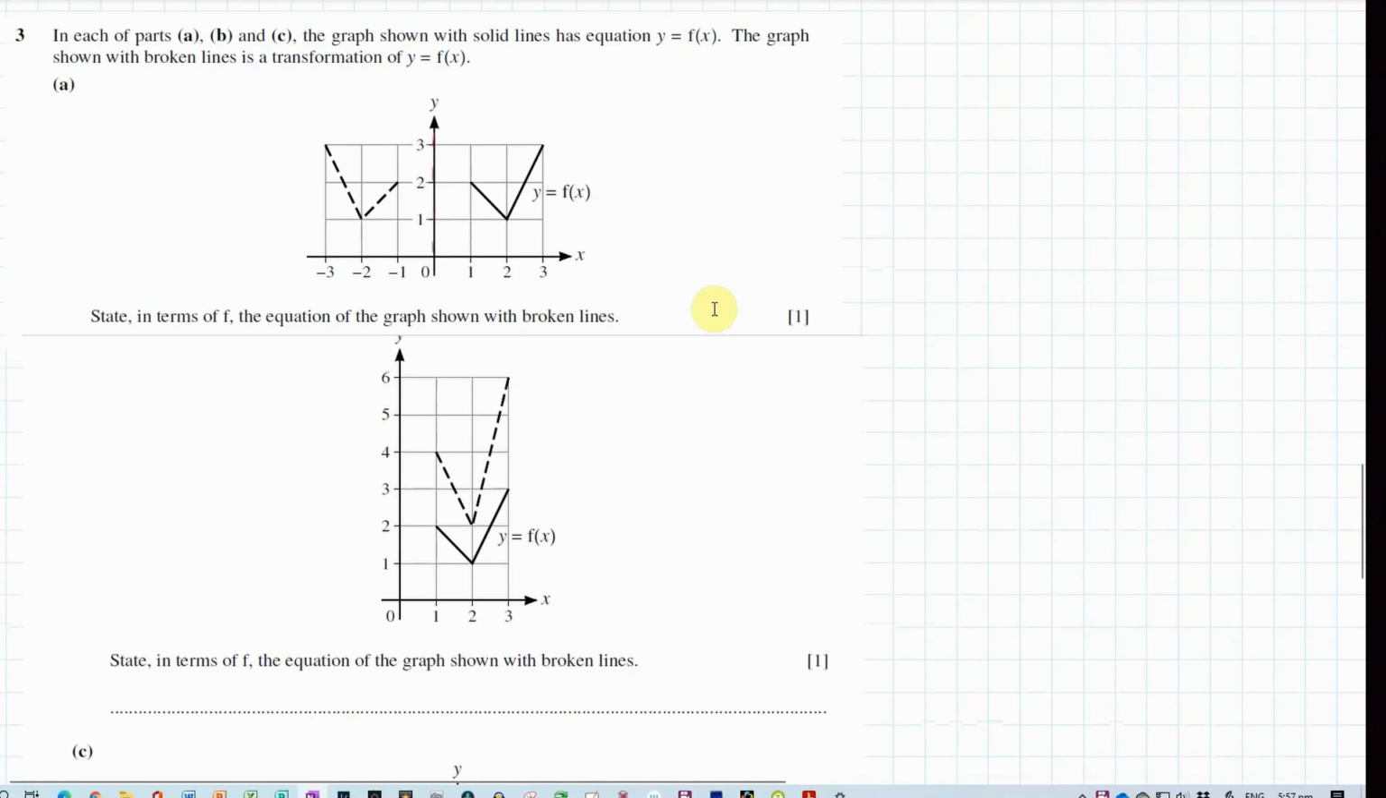Hi guys, real quick video tonight. This is functions question number 3, and transformation of functions, which is something new to the syllabus this year, and I gave you a photocopy handout to help you with this.